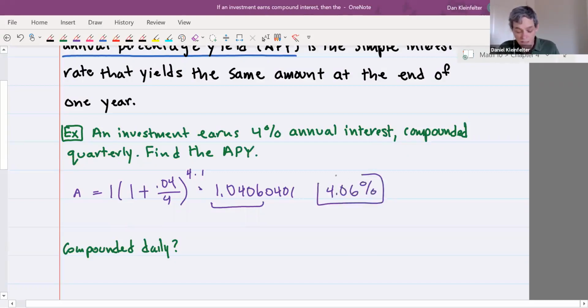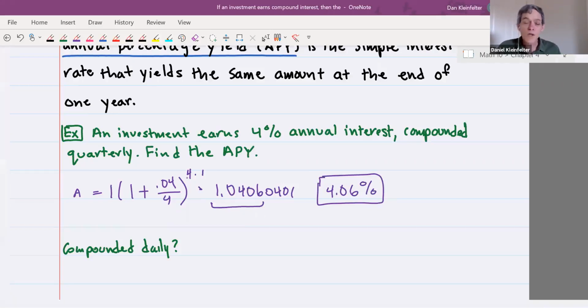So what does that percentage mean? Here we know that compound interest will pay you more than just using simple interest. So the question then is, what would be the simple interest you would need to match the effects of compounding? And so that's what annual percentage yield tells you. If somebody offered you 4.06% simple interest, that would be equivalent to the 4% annual interest compounded quarterly.